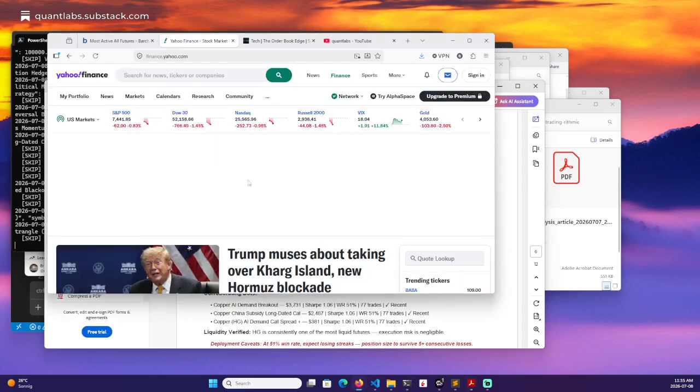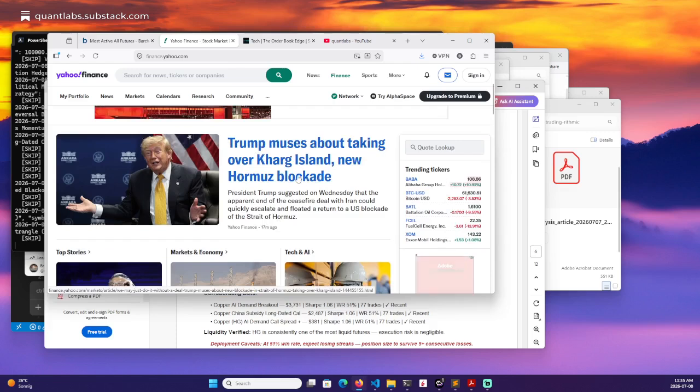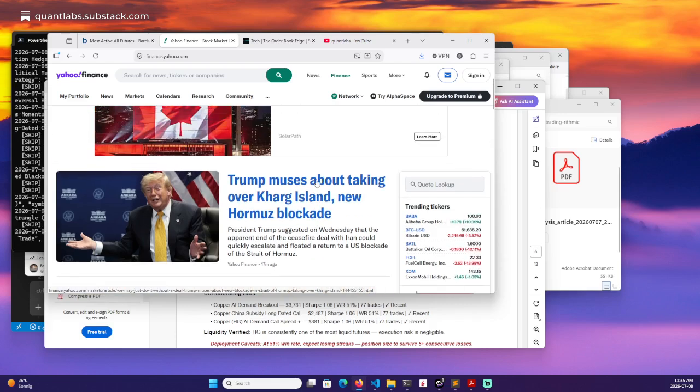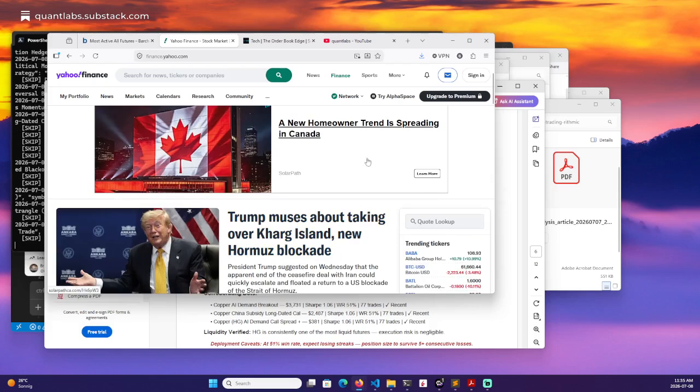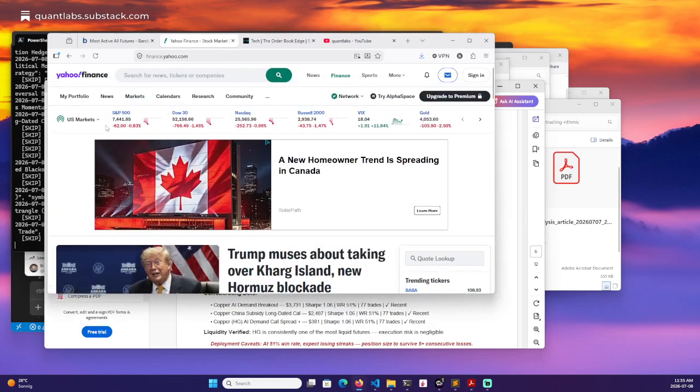When you look at the headlines right now, this is what's driving down these trades, because the U.S. leader wants to take over the island in Iran, plus everything else with Iran. So everything takes a hit, namely oil. I'm sorry, oil goes up. We'll see that in a minute. So this trade for copper is down because of this.